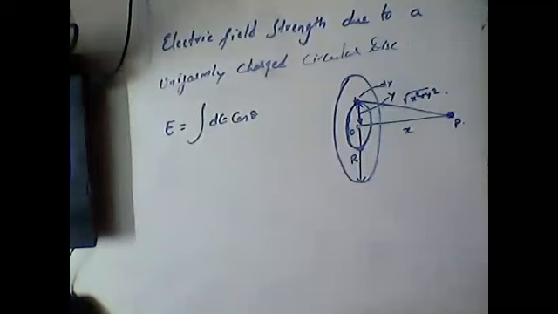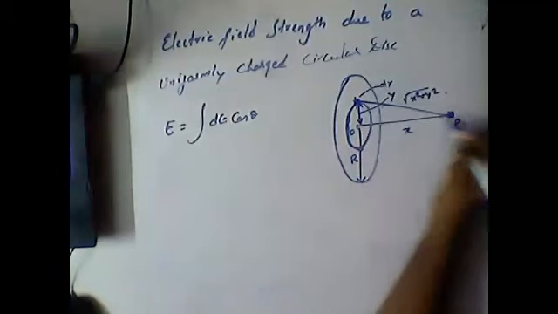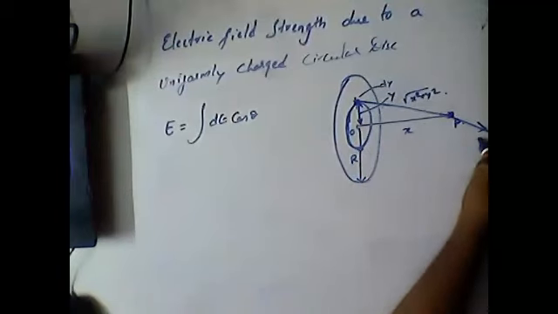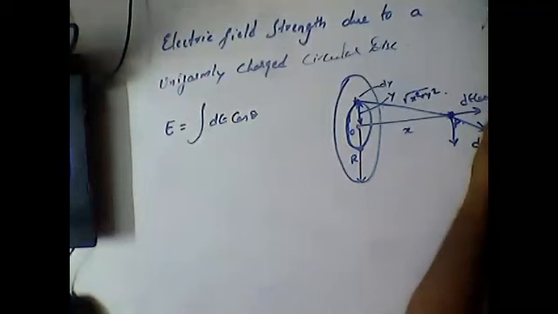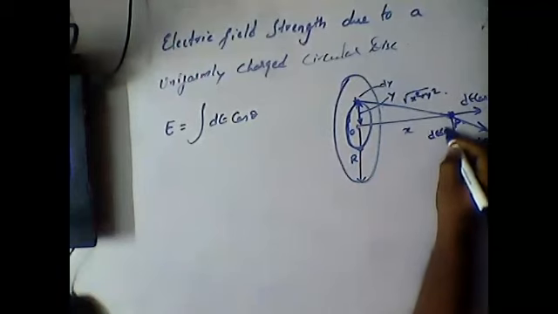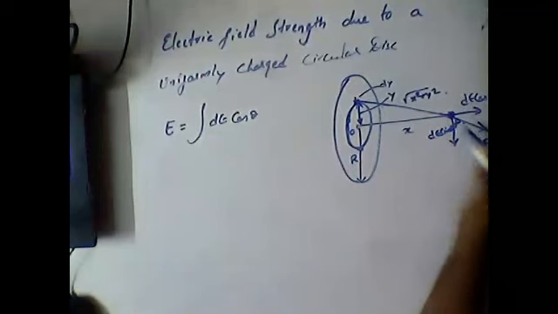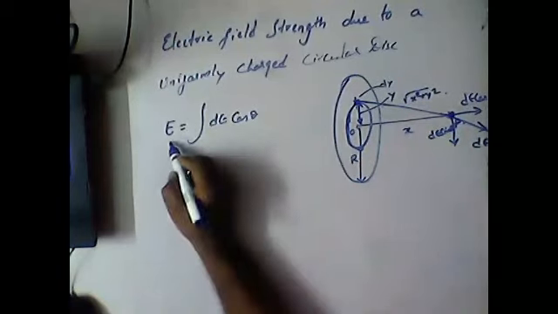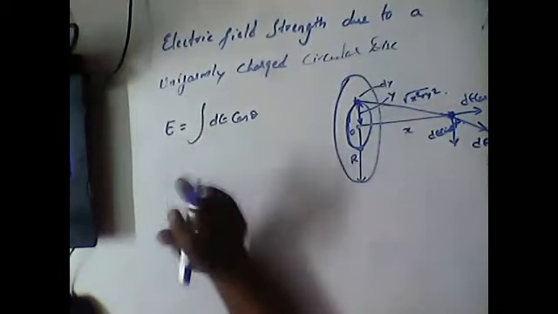Now if you clearly observe, the electric field due to this element will be in this direction. So it is dE. dE can be resolved into two components, dE cos theta and dE sin theta. The dE sin theta components are equal in magnitude due to the line of symmetry, so they cancel, and what we are left with is dE cos theta. So we integrate that dE cos theta in order to obtain the electric field.